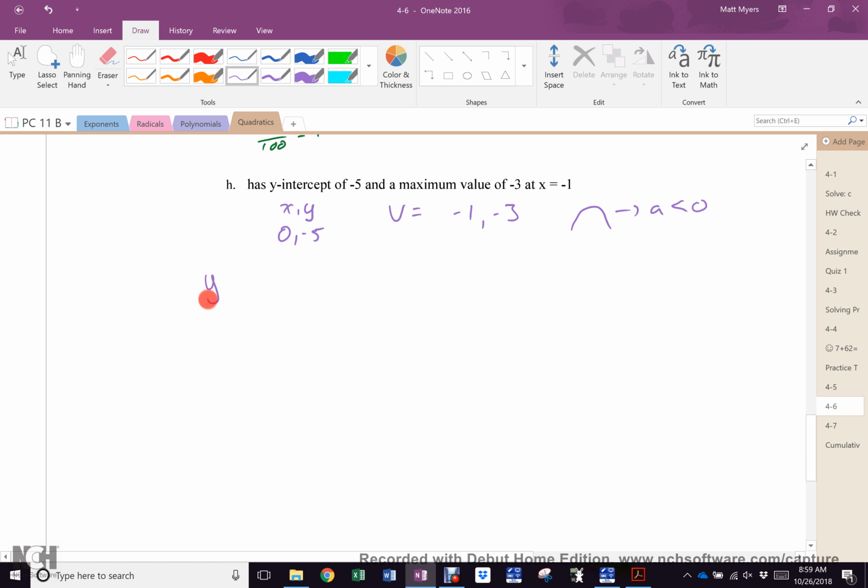Fine. Y equals A times X plus 1 squared minus 3. Negative 5 equals 0 plus 1 is 1. 1 squared is A minus 3. Negative 2 equals A. Does that work all the way? Yeah. That works. We know A has to be negative. So y equals negative 2 times X plus 1 squared minus 3.